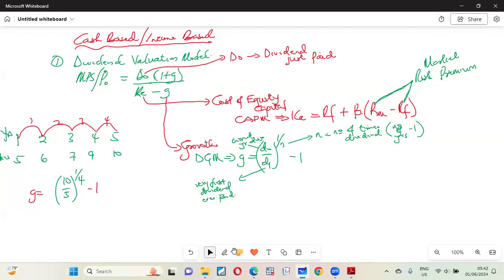So you said you have what? 0.189. That simply means 19% or 18.9%. All right. So whichever way you can write it. That's very good. So that is how you go about doing the dividend growth model.